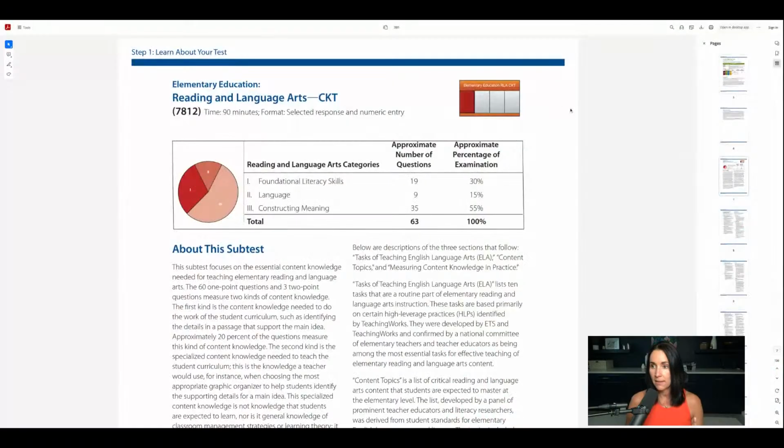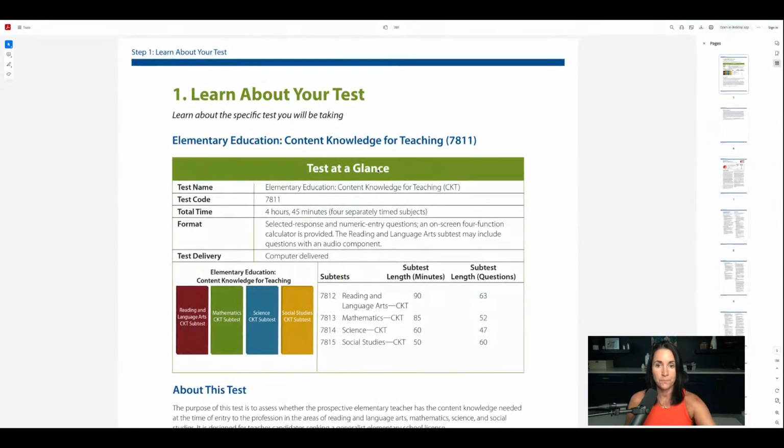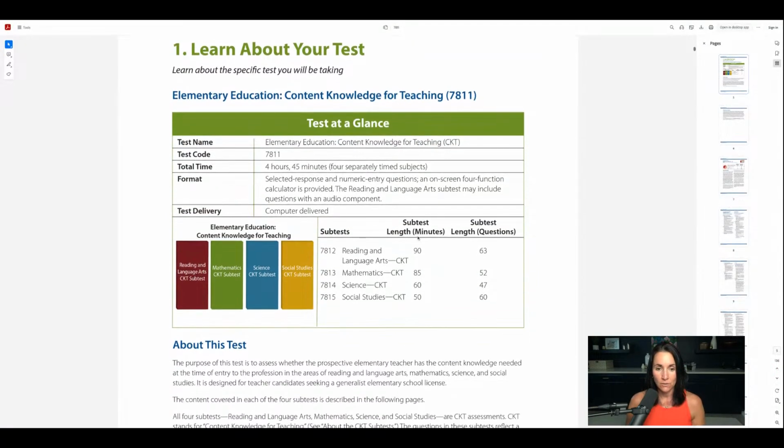So today I'm going to show you a few things about this exam. These exams are both very similar. The 5006 and the 7811 are very similar. Let me show you what I mean. I'm just going to go over to the test specifications really quickly for these particular exams. You can see here that this is the 7811, and it has 4 subtests. You have the reading and language arts right here. You have the mathematics, you have the science, and then you have the social studies.